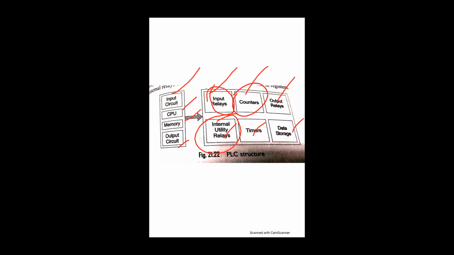Next are counters. Counters do not physically exist. They are simulated counters. They can be programmed to count pulses. Typically these counters may be up count or down count, or both. Since they are simulated, they are limited in their counting speed. So this is the PLC.